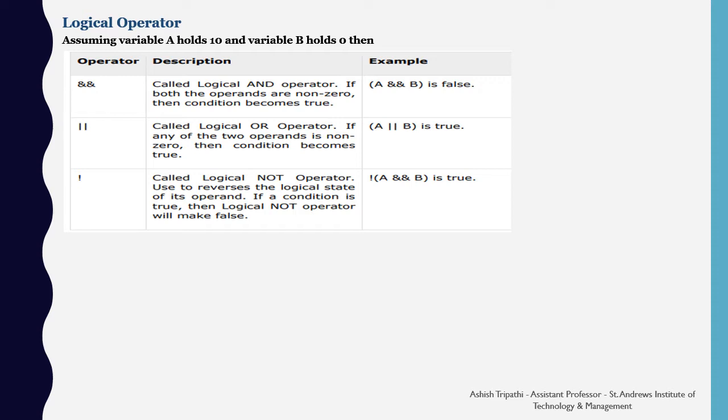Double pipe symbol is called the logical OR operator. If any of the two operands is non-zero, then the condition becomes true. For example, a OR b is true. Exclamation is called the logical NOT operator. It is used to reverse the logical state of its operand. If a condition is true, then the logical NOT operator will make it false. For example, a AND b, which was previously false, because of the exclamation sign, now becomes true.